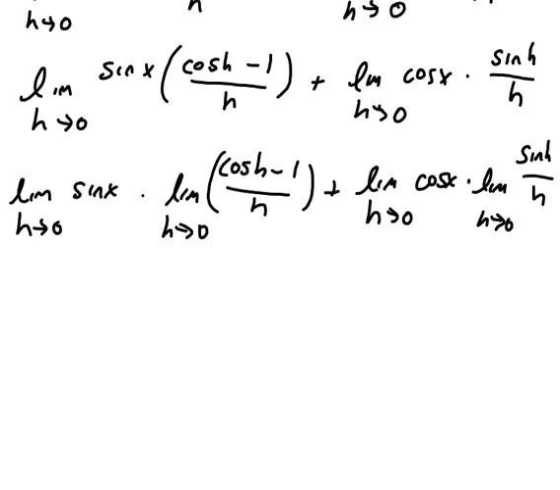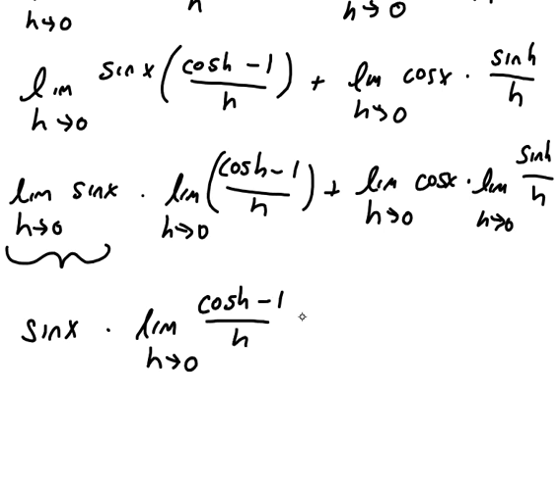Now, in this first piece, the limit as h approaches 0 of sine x, there are no h's in that. So this piece right here is just sine x. Similarly, the limit as h approaches 0 of cosine x is just cosine x because, again, there are no h's in it to do any substitution. So now I'm left with 2 separate limits that we might not know what they are. We don't have any tools to algebraically simplify them. There are different ways to do this.